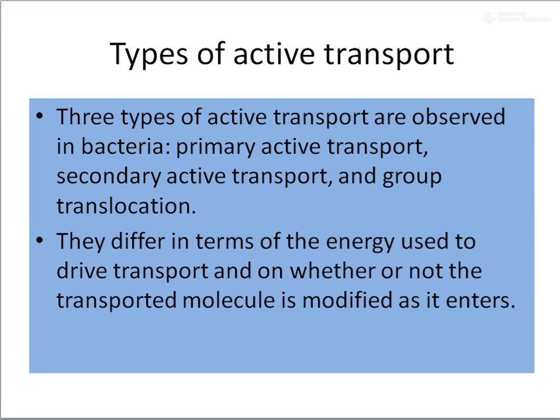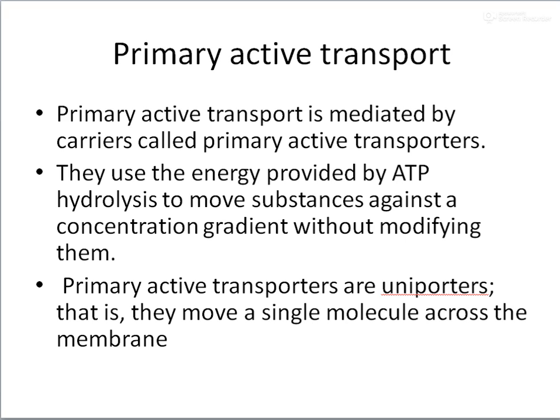Now let's discuss the types of active transport. There are mainly three types of active transport: the primary active transport, the secondary active transport, and the group translocation. They mainly differ in terms of the energy used to drive transport and whether or not the transported molecule is modified as it enters. So let's go into the details of it.